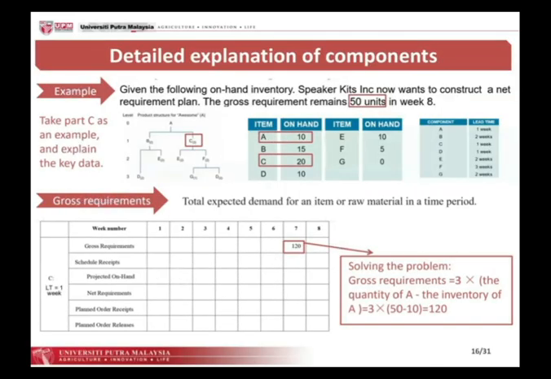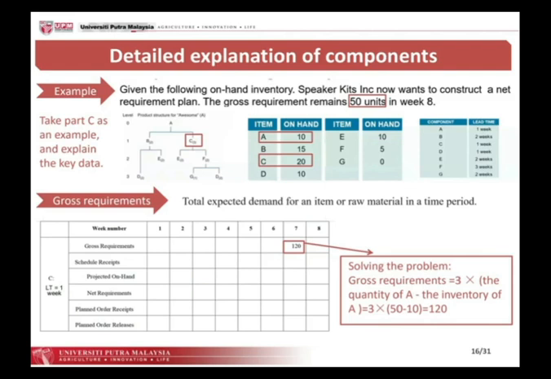Next, I will provide a detailed explanation of each component. I will take part C as an example and explain the key date. Firstly, gross requirement. The gross requirement is the total expected demand for an item or material in a time period.